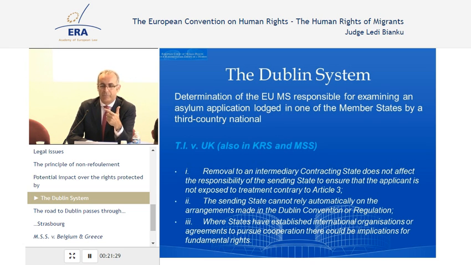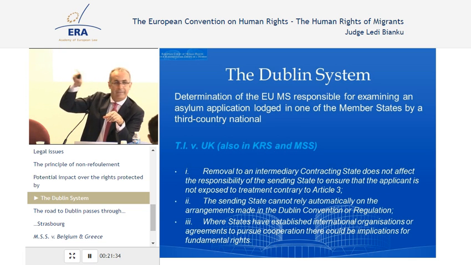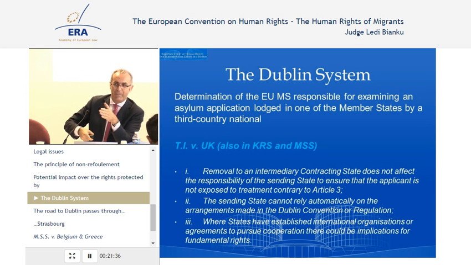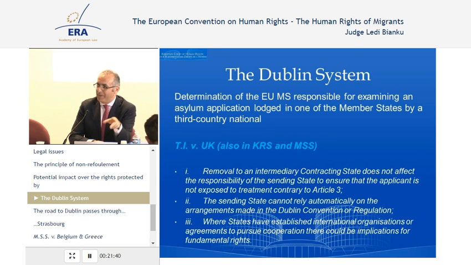It would be curious to read EU, and you have to ask because the EU is not a member of the convention. But what would be the impact of this conclusion for the Luxembourg court? Probably you'd have the chance to ask the Luxembourg judges. To ensure that the applicant is not exposed to treatment contrary to Article 3.